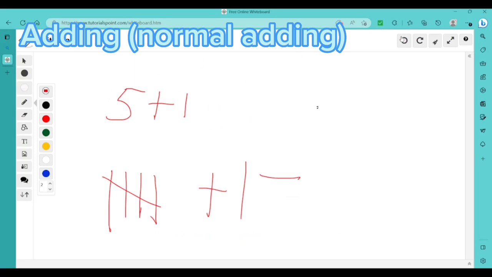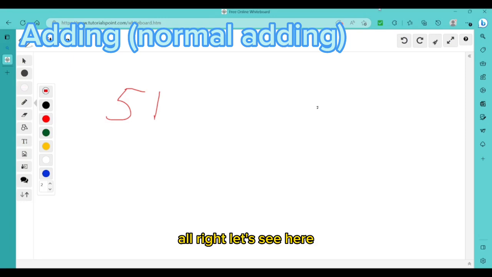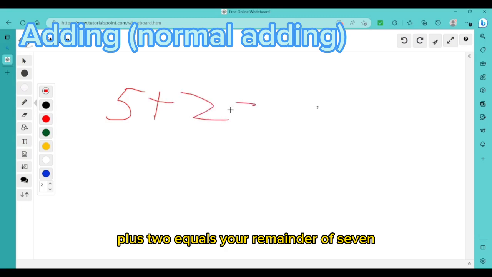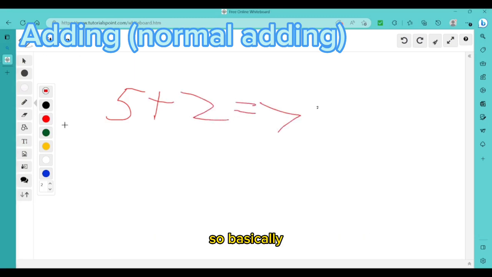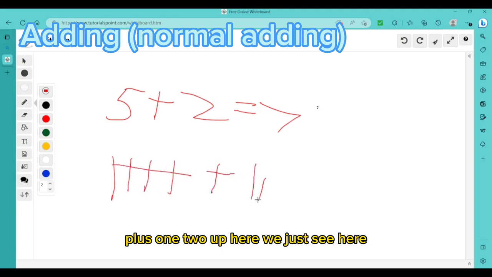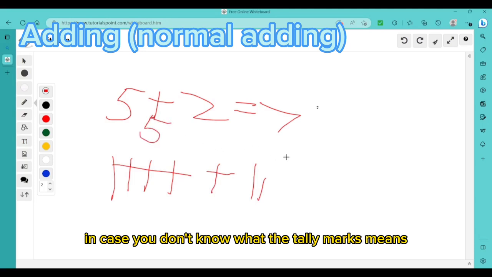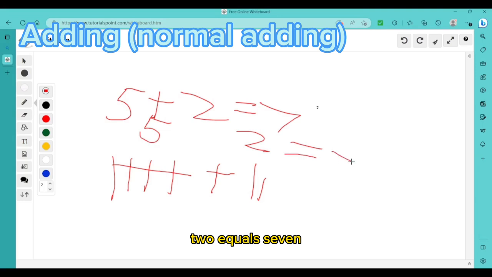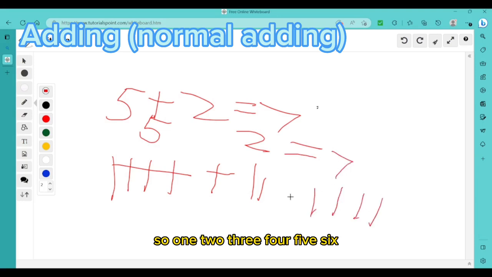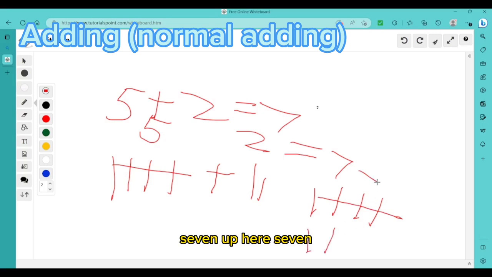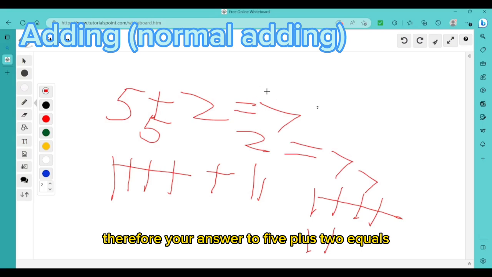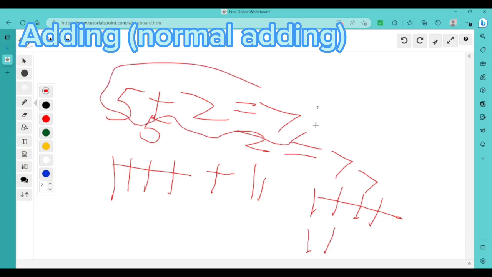Moving on with your next problem, we're going to do a little bit harder. Plus 2 equals your remainder of 7. So, basically, say you got 5 people on this side. You got 1, 2, 3, 4, 5, plus 1, 2 up here. We'll just say here in case you don't know what the tally marks mean. 5 plus 2 equals 7. So, 1, 2, 3, 4, 5, 6, 7. Up here is 7. Therefore, your answer to 5 plus 2 equals 7.